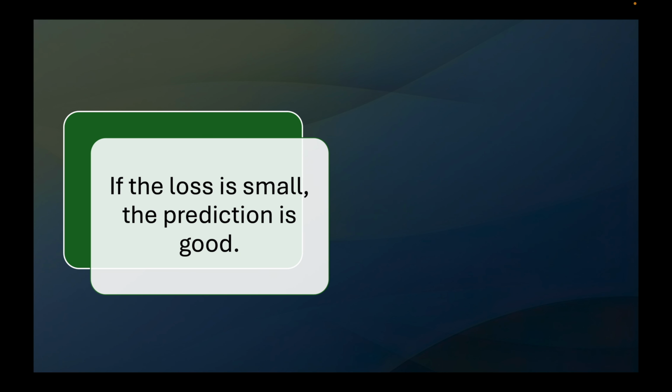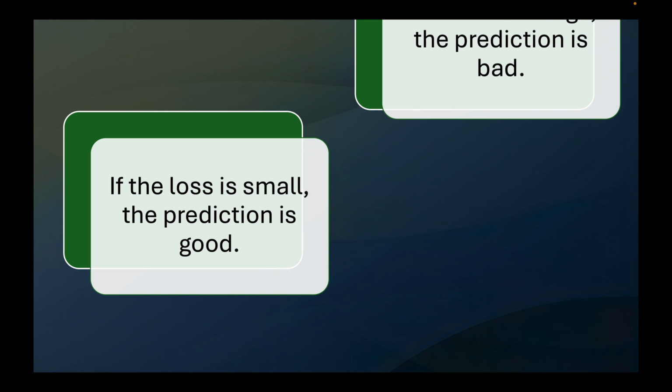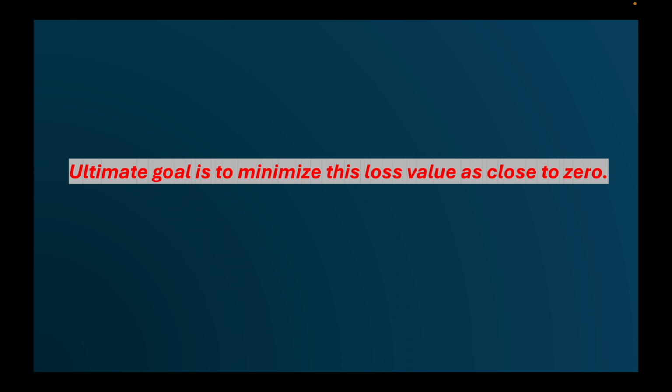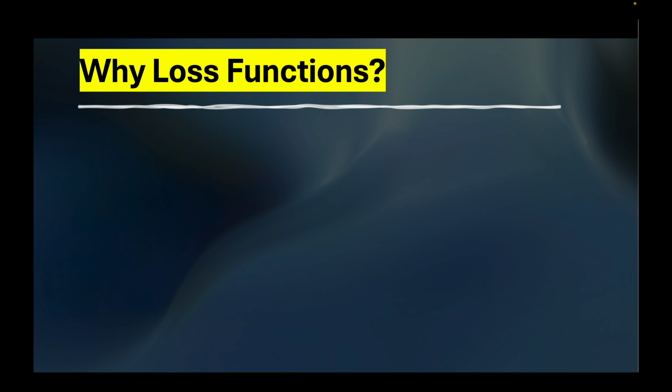If the loss is small, the prediction is good. If the loss is large, the prediction is bad. The ultimate goal of training a neural network is to minimize this loss value as close to 0. Now let's see why loss functions are extremely important.